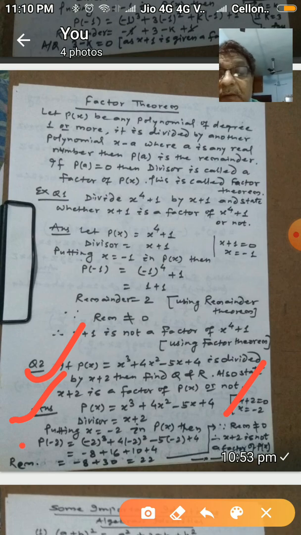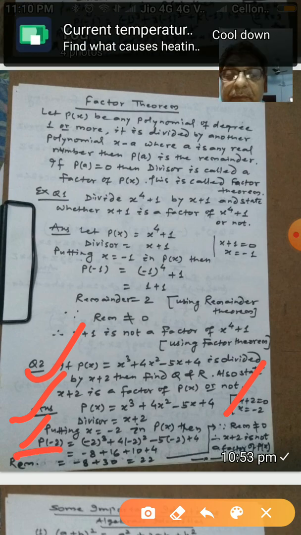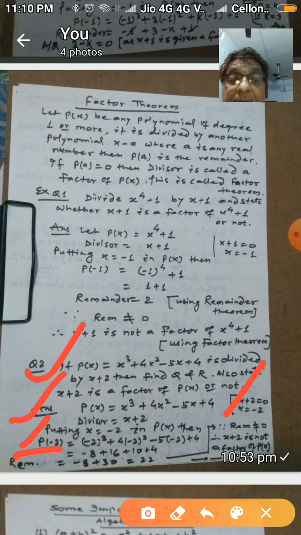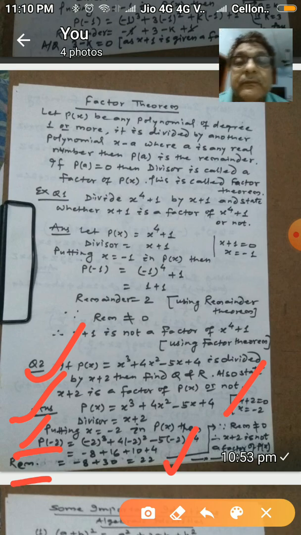Now putting the value of x equal to minus 2 in p(x), we have p(minus 2) equal to minus 2 to the power cube plus 4 into minus 2 power square minus 5 into minus 2 plus 4, and on simplifying we get 22, which is the remainder. So this step comes using the remainder theorem. Now since the remainder is 22, which is not equal to 0, the factor theorem states that x plus 2 is not a factor of x cube plus 4x square minus 5x plus 4.